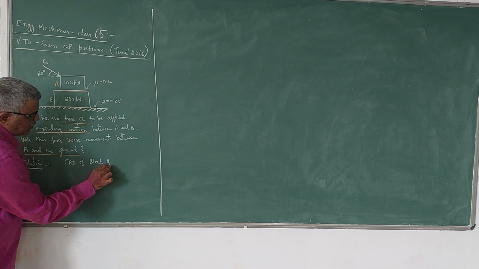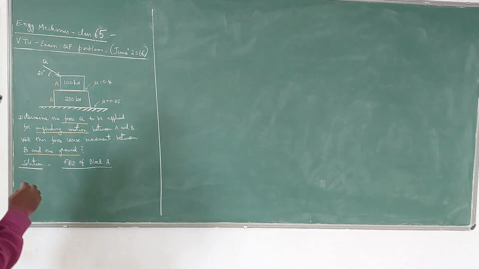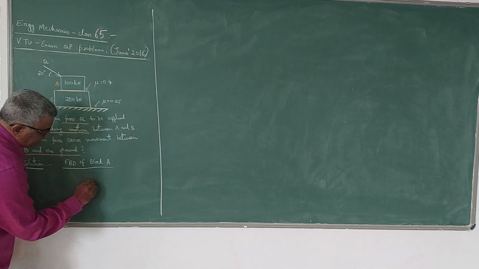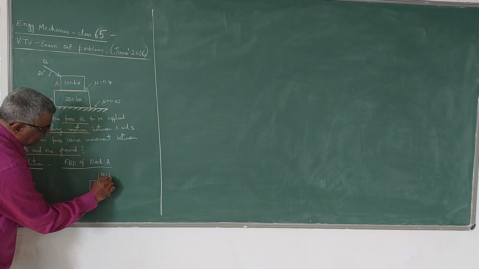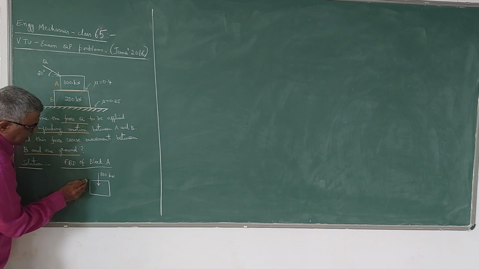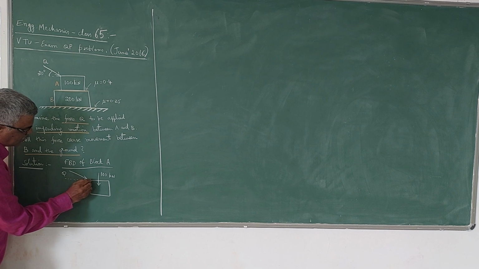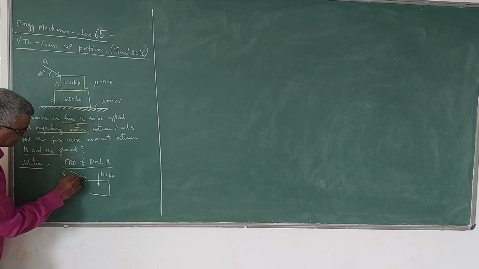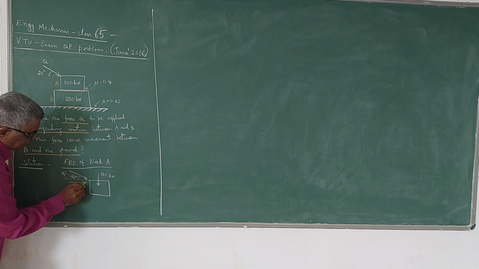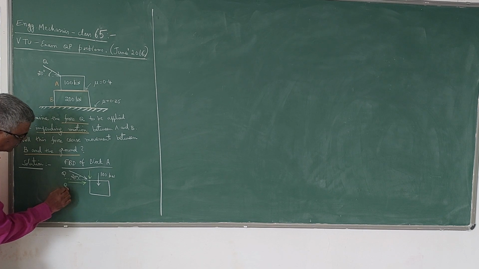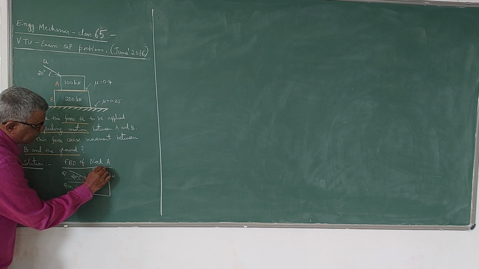We have to remove the contact points and replace them by the respective reactions. So block A is here like this. This is block A. The weight of block A is 100 kN. It acts vertically downwards. And there is a force Q acting on block A at the top corner point at an angle 20 degrees. So we have to resolve this force into x and y components. This is Q cos 20 degrees, and this becomes Q sin 20 degrees.